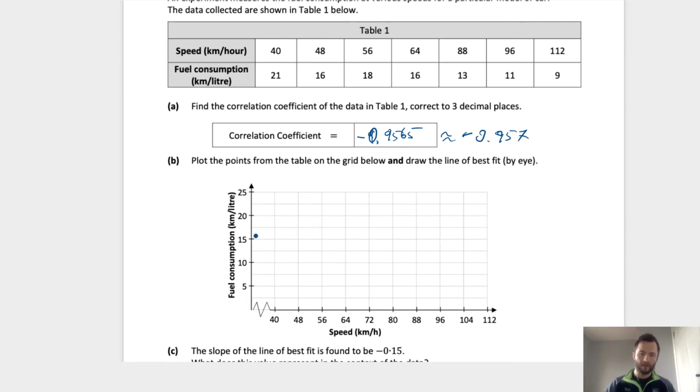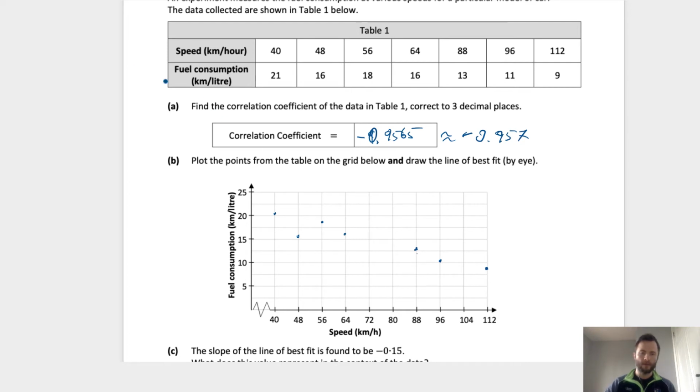Then we have to plot the points from the table and draw the line of best fit. So for 40, 21, thereabouts, 48, 16, thereabouts, 56, 18, somewhere over here, 64, 16, a little bit less. For 72, there is no point, but for 88, we have 13, which is well below 10, somewhere over here. For 96, the value is equal to 11, right above 10, and for 112 it's 9, so it has to be below 10.